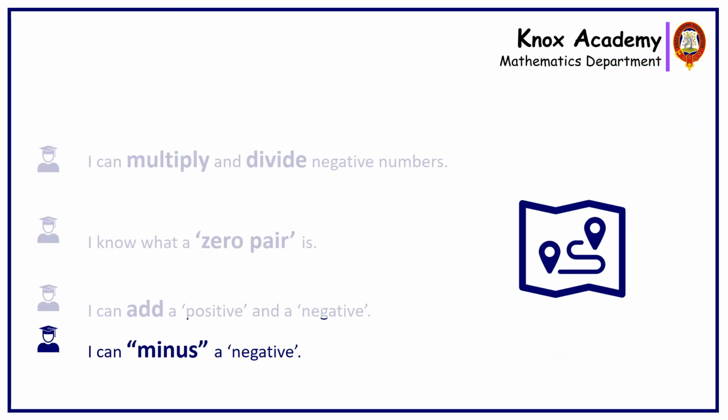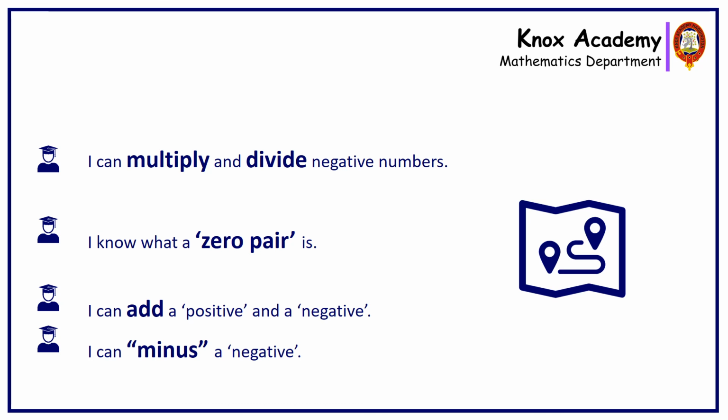To summarise, we have just looked at minusing a negative and how we need to reframe that to become an addition question. It keeps the model really consistent, and it means that we only have that one rule, which is we add and we look for 0 pairs.